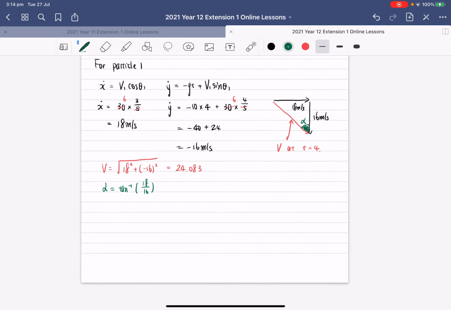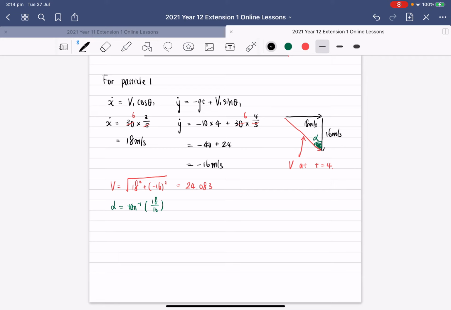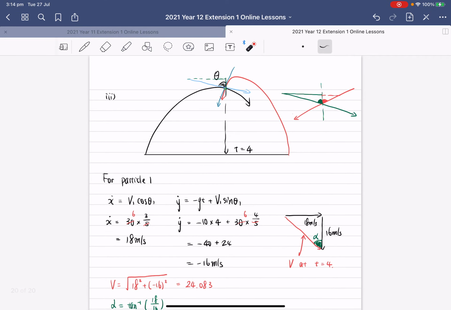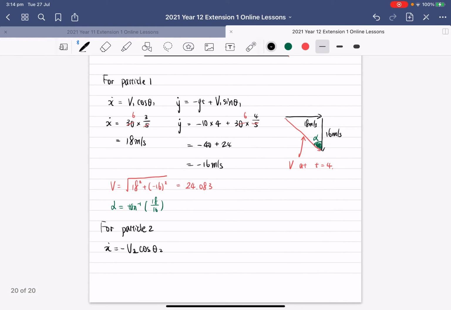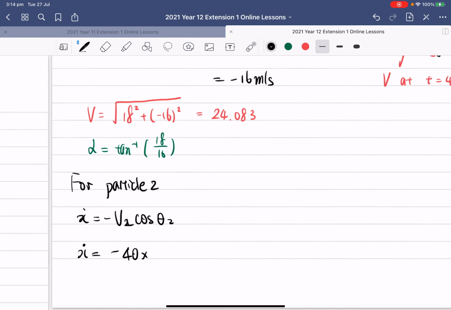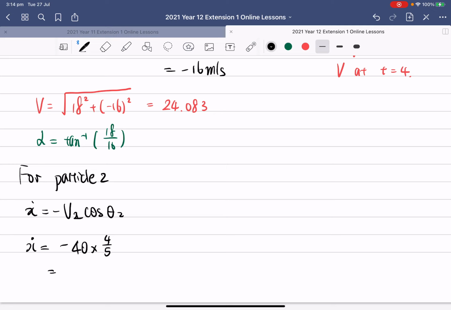Then we can do the same thing for particle 2. We can do exactly the same thing for the second particle. X dot is V2 cosine theta 2. But please remember this time, for particle 2, the particle is going from the right-hand side to the left-hand side. So we consider this one to be negative. The direction from left to right is considered to be positive. Therefore, the direction from right to left is considered to be negative. So that's negative 40 times cosine theta 2. Now, cosine theta 2 is 4 over 5.